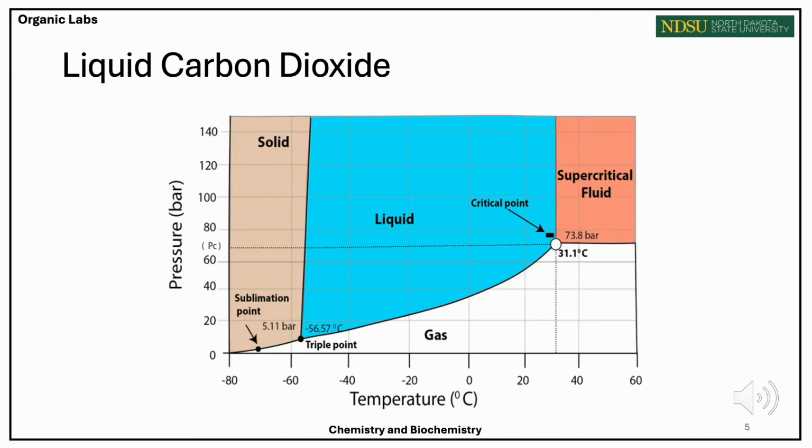You are probably more familiar with carbon dioxide as a gas. However, at -78 degrees Celsius, it can exist as a solid. This is known as dry ice, and you will be working with it today. Carbon dioxide exhibits unique properties because at -78, it can also sublimate and turn directly back into a gas.